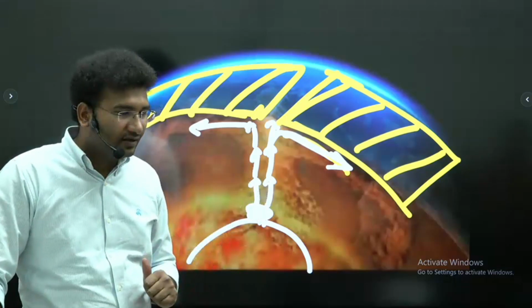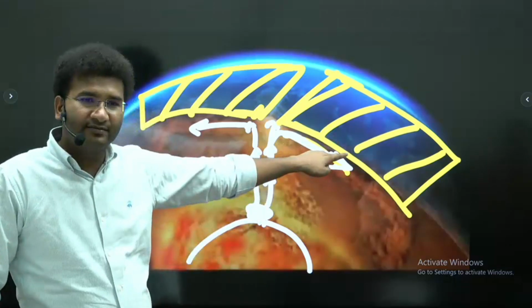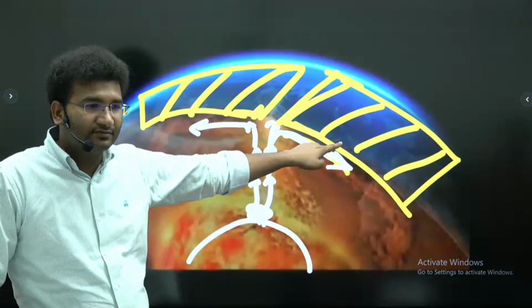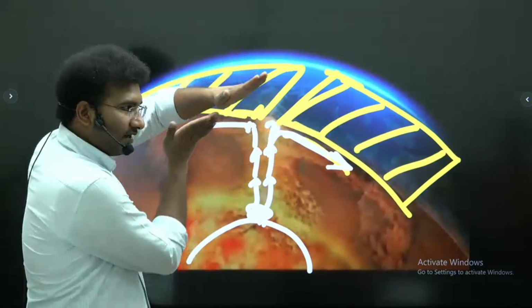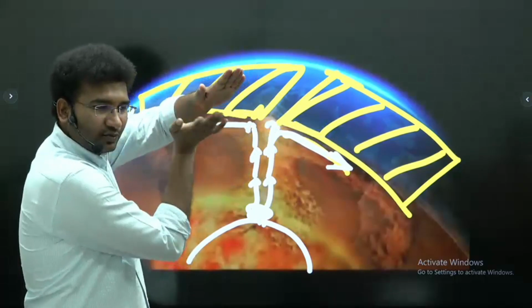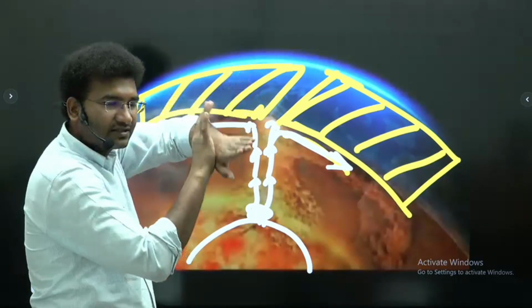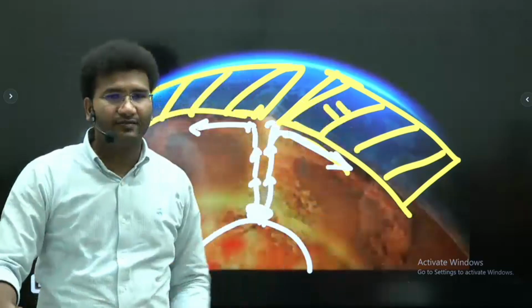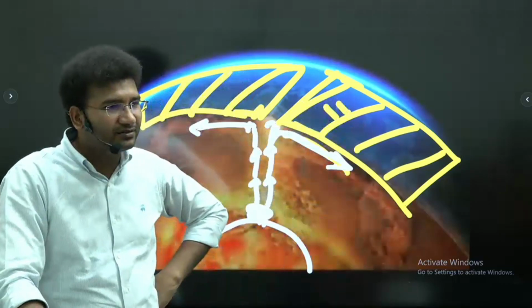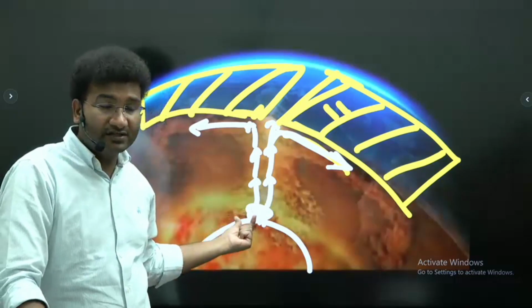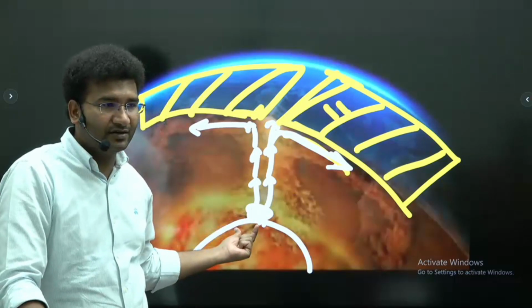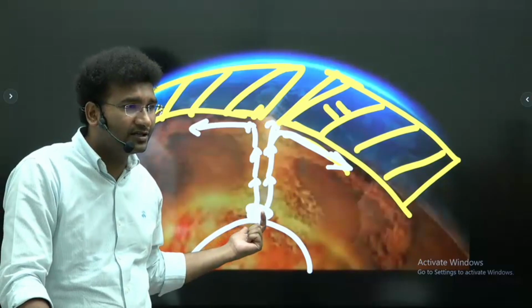Got it? Now, why is this plate moving? The friction between the rising limb and the material which is moving on either side creates a friction and it moves. Now with what speed does it move? It depends on the concentration of temperature present here, and the concentration of radioactive material that is present here.